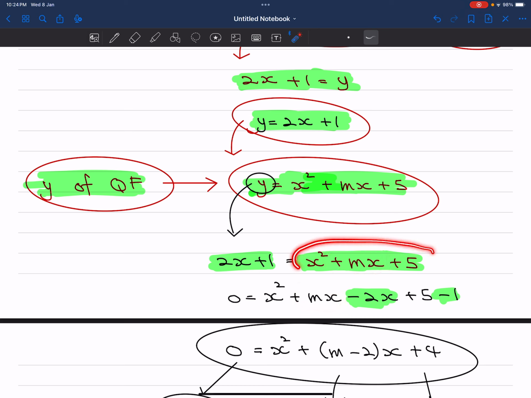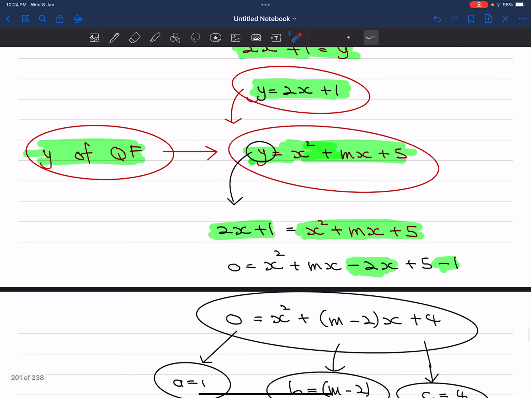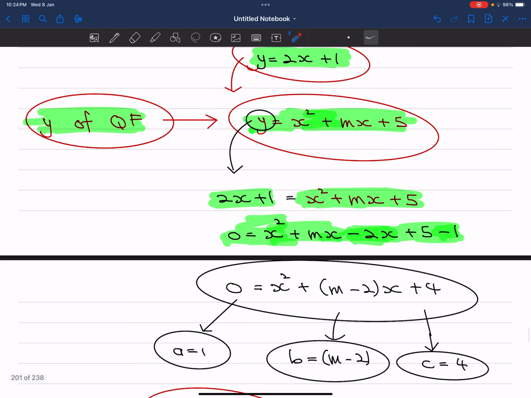So I've copied back the right hand side and transferred to the left hand side. So now I have 0 equals x squared plus mx minus 2x plus 5 minus 1. I now simplify. 0 equals x squared. Now you watch carefully. I have mx minus 2x, so I'm going to factorize the x and put it outside. So inside the bracket should be m minus 2. And finally, 5 minus 1 is of course 4, plus 4.